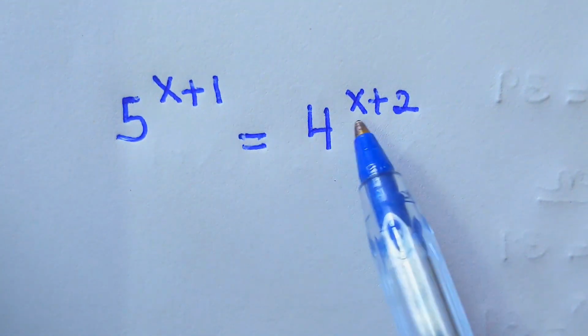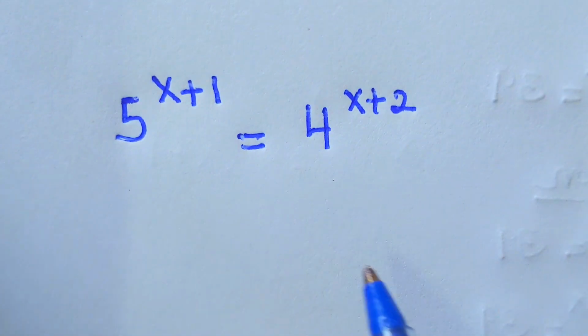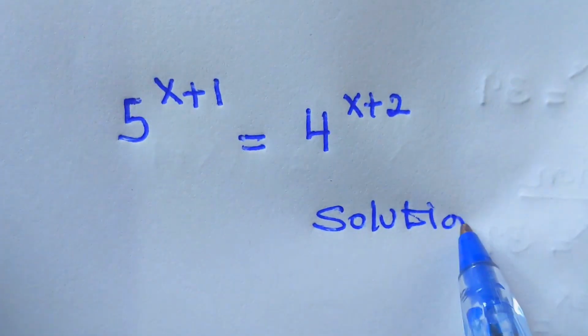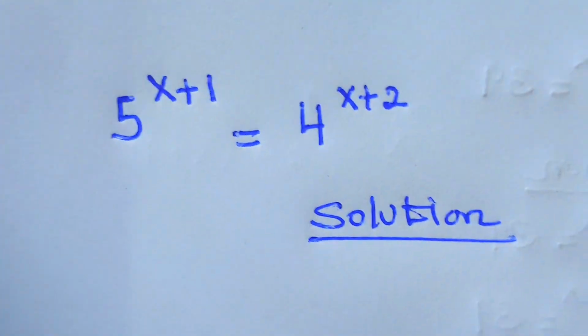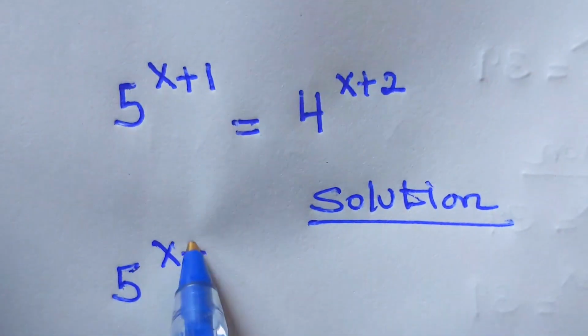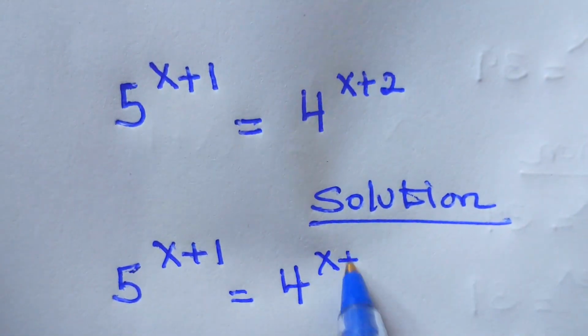Today's video we have been given a question: 5 power x plus 1 equals 4 power x plus 2, and we are supposed to find the value of x. Let's provide a solution very quickly. Here we have to copy what we have: 5 power x plus 1 equals 4 power x plus 2.